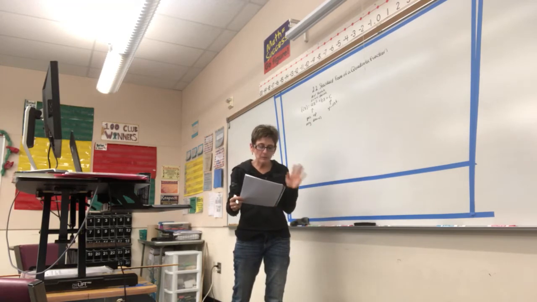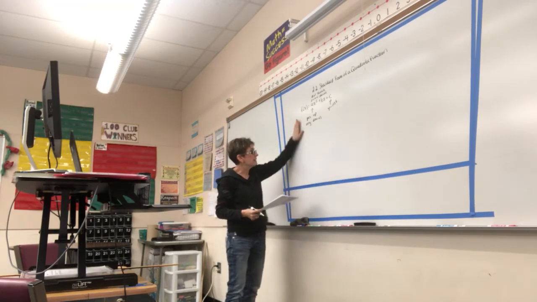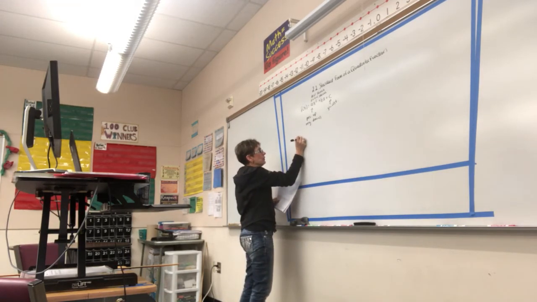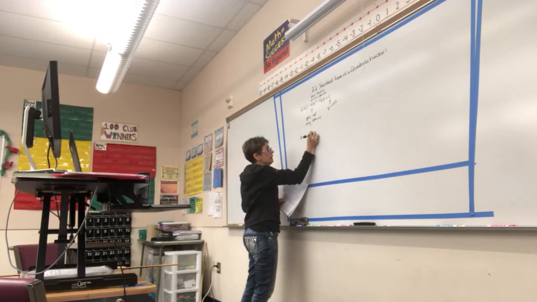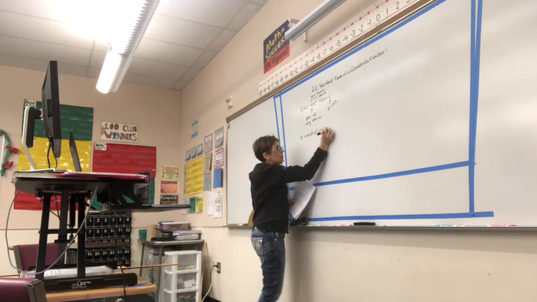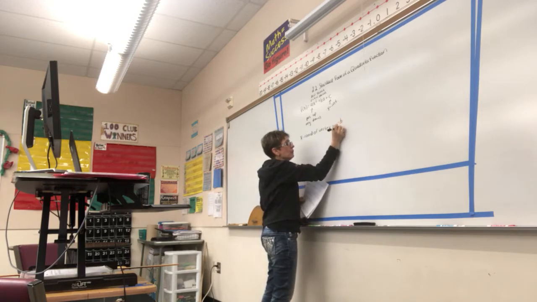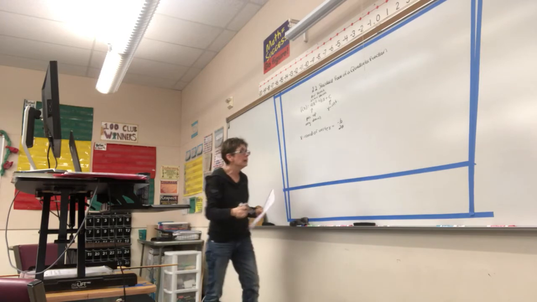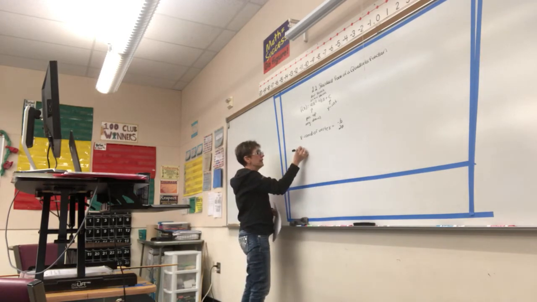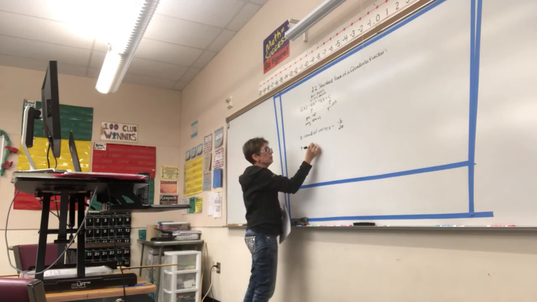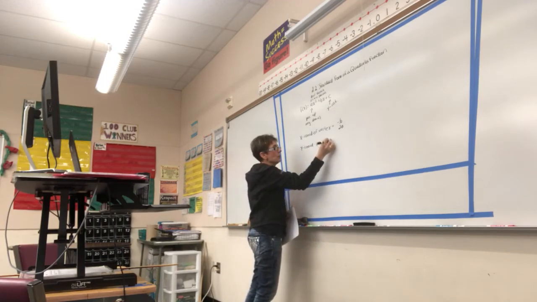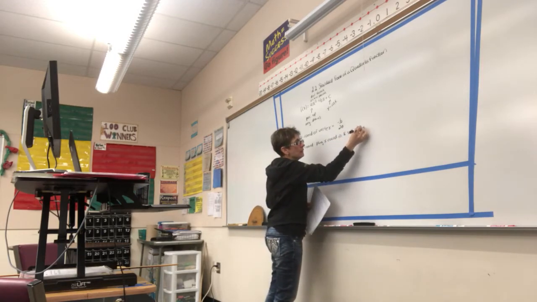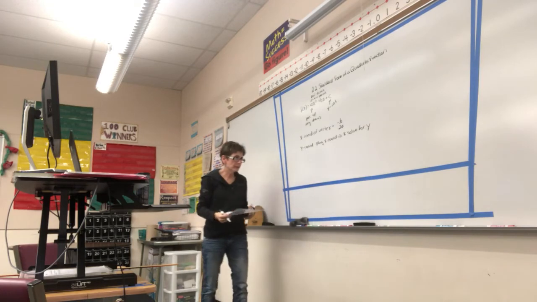Now, the most important thing to take away is that when we have a function in standard form, the x-coordinate of the vertex is going to be at negative b over 2a. That is the most important part to know. And then to find the y-coordinate, you're going to plug the x-coordinate in and solve for y.